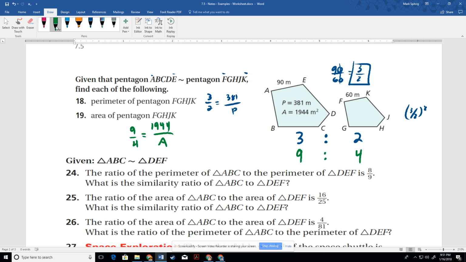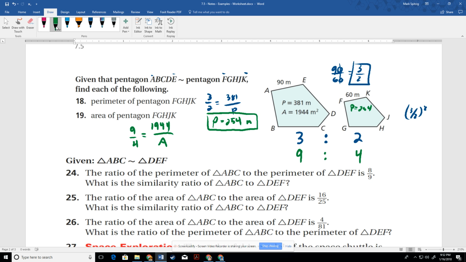Okay, and again, we can cross multiply these. So we'll do 2 times 381, and then divided by 3, which is 254. So the perimeter is going to be 254, which I can just put here as well. 254, that's going to be in meters.